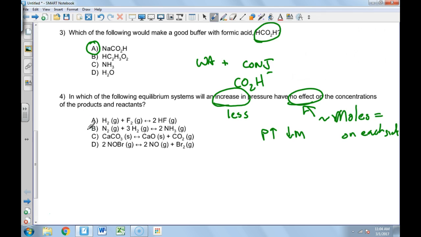If we look here, this is 2 moles to 2 moles, so right off the bat, this is no change in the number of moles of gas. This is 4 moles, 1 and 3 is 4, and this is 2, so an increase in pressure is going to cause a shift this way. This is 0 moles of gas, and this is 1 mole of gas, so that's going to cause a shift this way. And here's 2 moles of gas, and then 3 moles of gas, so that's going to cause a shift in this direction. But we don't want to have any effect, so that's going to be A.